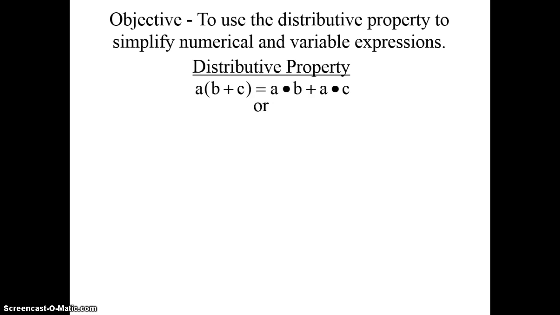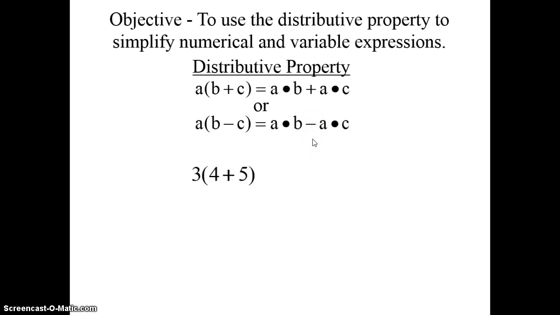If you could also please copy this. This is the distributive property that you just saw with addition. Now we're going to look at it with subtraction as well. So when there is a subtraction, instead of addition in between multiplying A and B and A and C, you would use a subtraction sign.